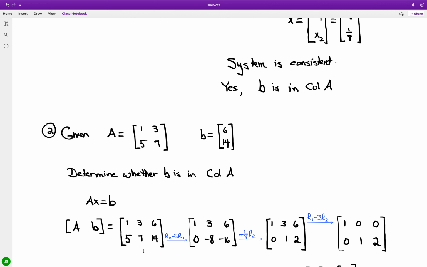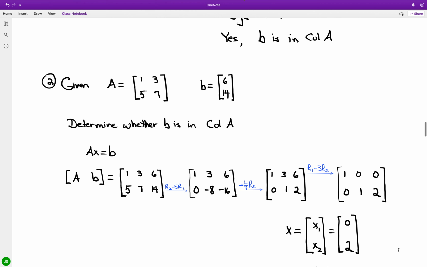Again, to go from 5 to 0, we take 5 times the first row elements away from the second row elements. In the next step we have 1, 3, 6 again, and the bottom row is 0, -8, -16. So a bit of deja vu. Again, we convert -8 to +1 by taking -1/8 of the second row, so we have 0, 1, 2 at the bottom. With the middle column 3, we convert that to 0 by taking the first row and deducting 3 times the second row elements. So we end up at 1, 0, 0, and 0, 1, 2.